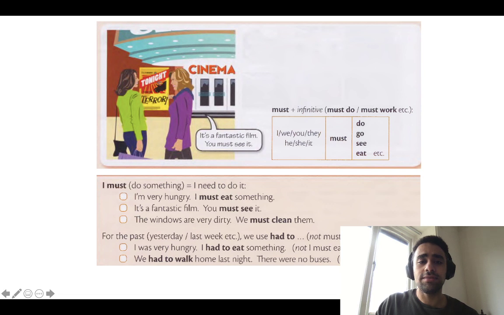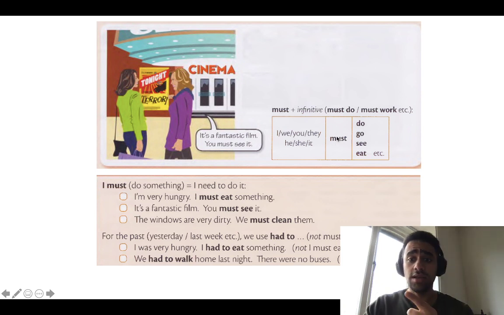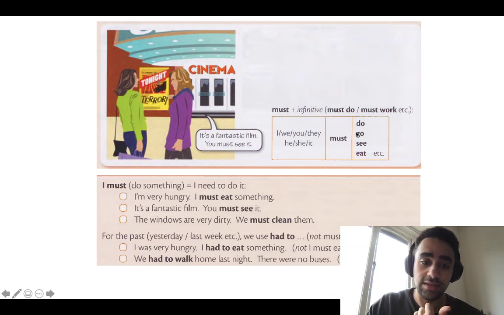So let's look at must. The way to use must is we have a subject, then we have must, then we have the infinitive, like we had before, like in last week's class. For example, I, we, you, they, he, she, it. It doesn't matter what it is. It's like the use of may or might. You always have the subject, then may or might. In today's class, it's must, and then the infinitive of the verb. So do, go, see, eat.